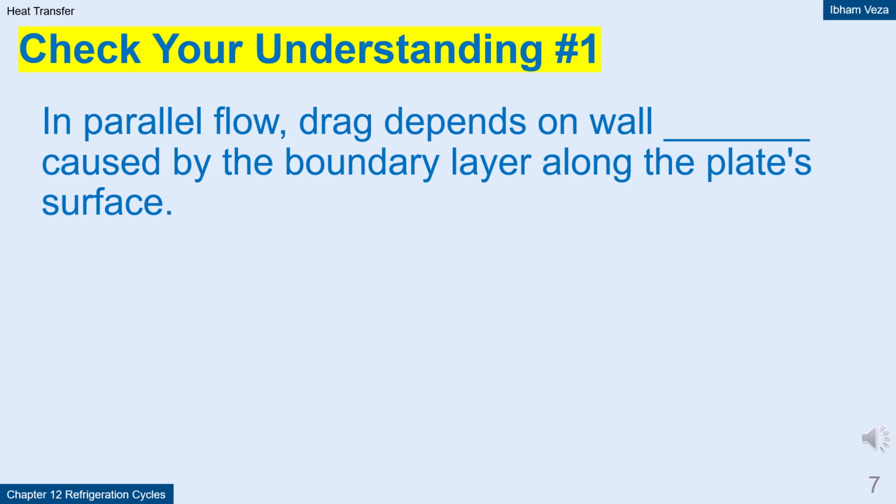Check your understanding, number 1. This part serves to reinforce the concept that in parallel flow, drag is determined by wall shear. This concept is directly related to the formation of the boundary layer along the plate surface. If this idea is not well understood, drag analysis in many applications will be incorrect. Therefore, the main idea to remember is the dominant role of wall shear in this condition. This becomes the basis for the next discussion on friction coefficients.